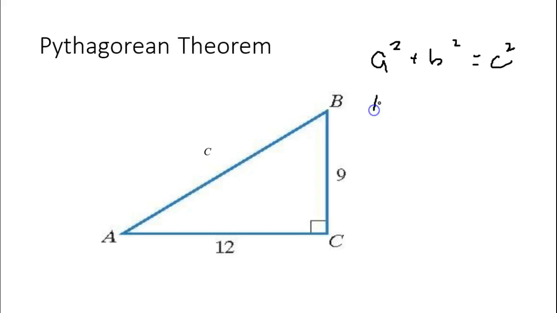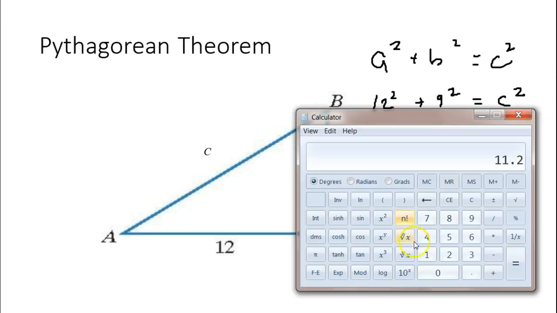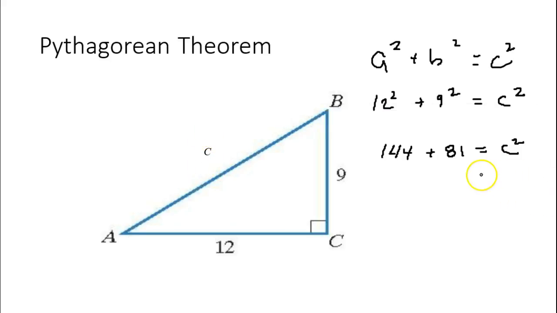So I would have 12 squared plus 9 squared equals C squared. 12 squared is 12 times 12, which is 144. 9 squared is 9 times 9, which is 81. I'll leave my C squared here. I add 144 to 81. 144 plus 81 equals 225.